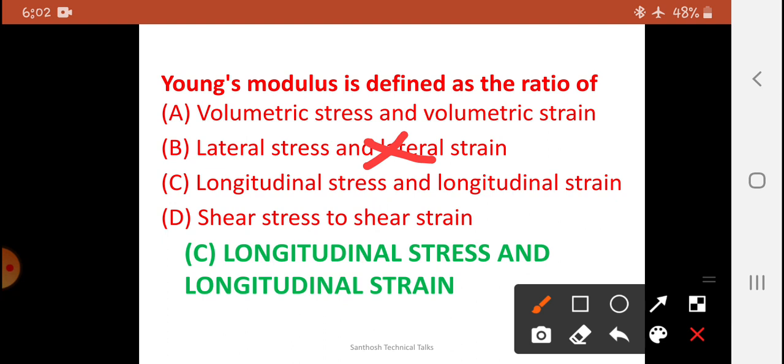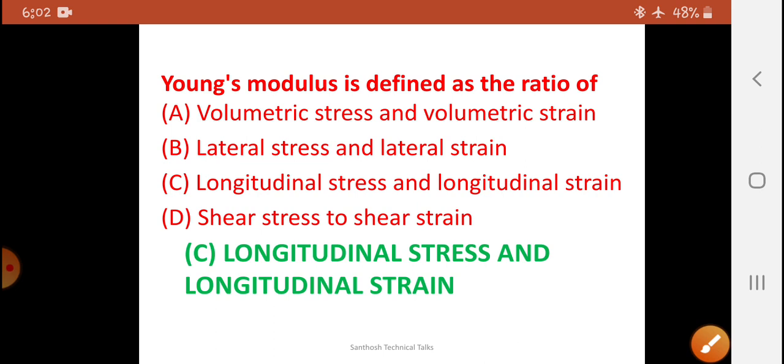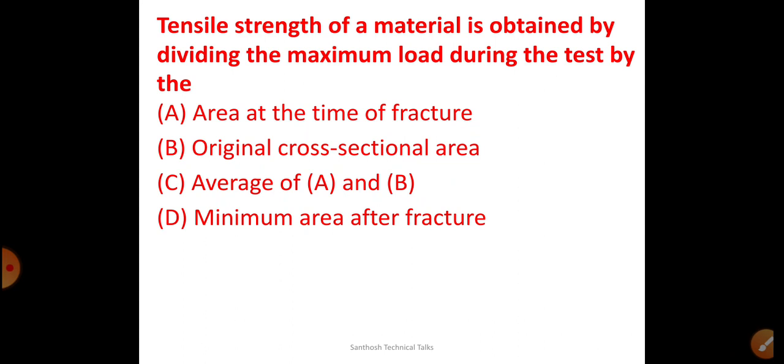Volumetric stress by volumetric strain is called bulk modulus K, and shear stress to shear strain is the ratio called the rigidity modulus. We can call it C, G, or N, whatever it may be. I hope with this question we can easily understand the three elastic constants. So please make this question very important. And the next question is, yes, a very superb question.